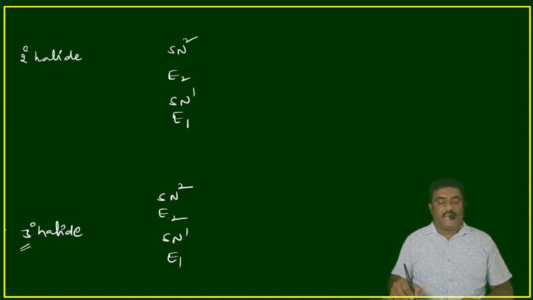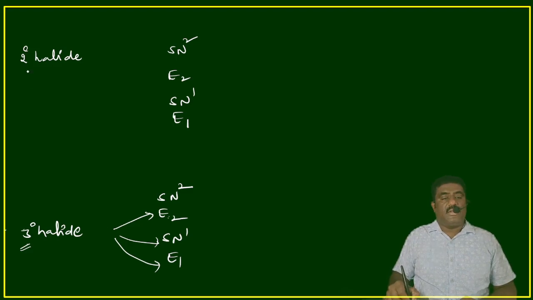Tertiary halide means 3 degree halide. For a 3 degree halide, the possible reactions are E2, SN1 and E1. Three reactions are possible: E2, SN1 and E1. 3 degree means the remaining three. So E2, SN1, E1.